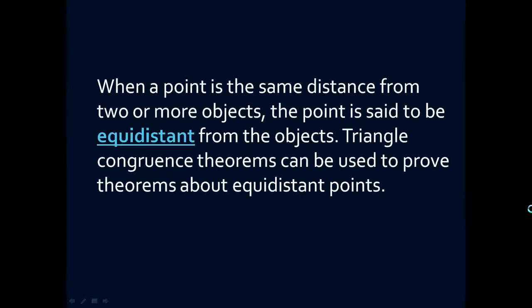Let's start with a definition of equidistant. When a point is the same distance from two or more objects, the point is said to be equidistant from the objects. Triangle congruence theorems can be used to prove theorems about equidistant points. One of the equidistant points that we are very familiar with would be the midpoint. It is in the middle of the segment and it is in between the two endpoints. It's equidistant.